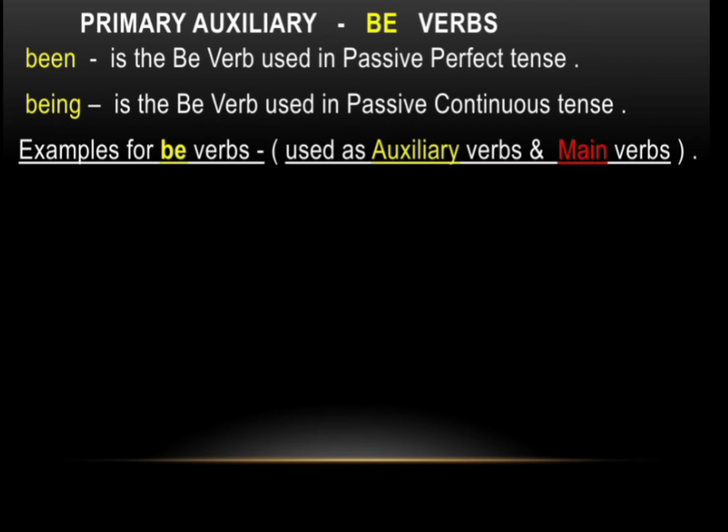Now, we have a few examples for be verbs. As I told you, be verbs are used as auxiliary verbs, that is helping verbs, as well as the main verb. We have examples for both. Let us see them one by one.